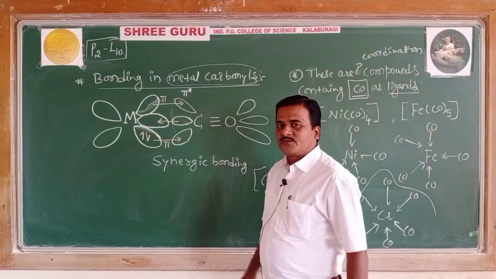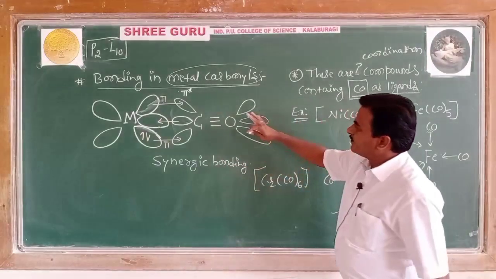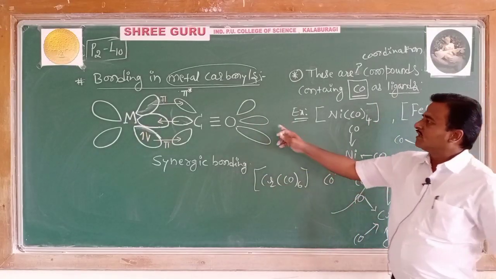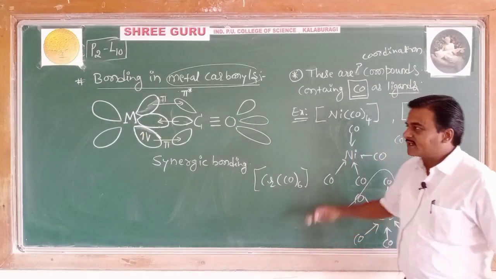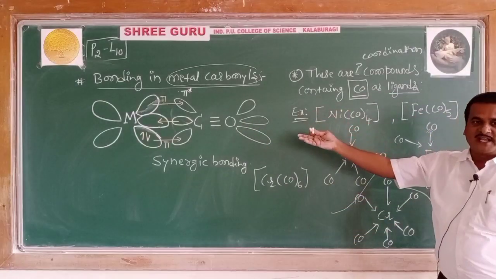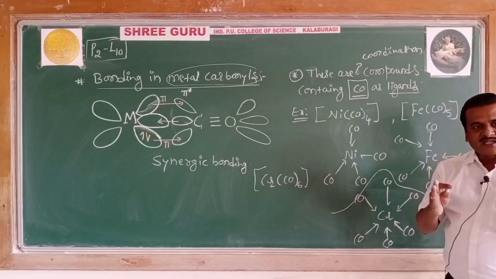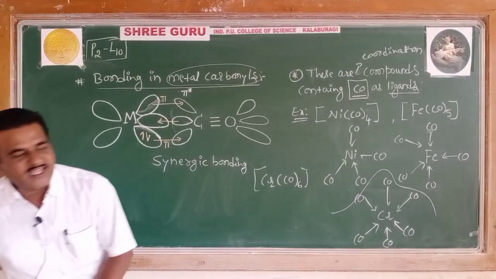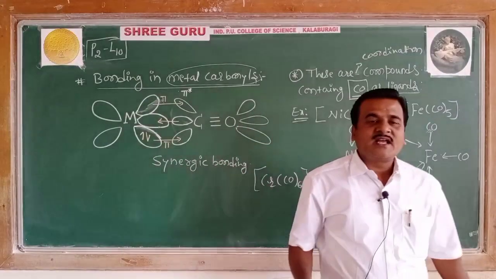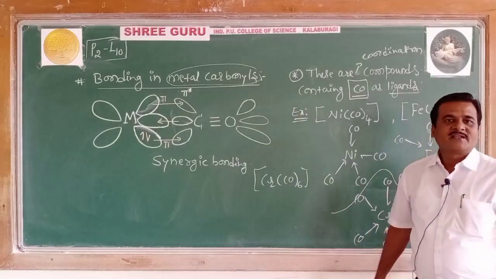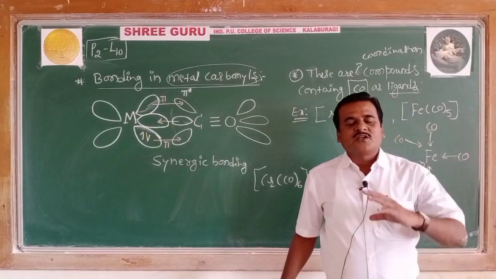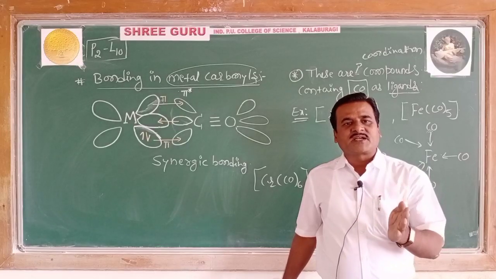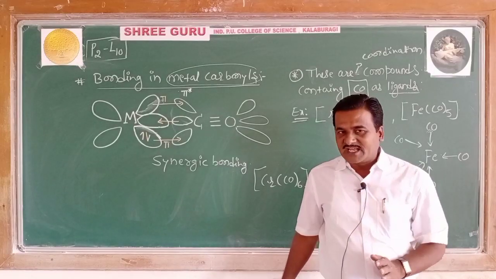So here the question has appeared: what type of bondings are there between the metal and carbon of the carbon monoxide? Let us glance at the nature of bonding in the metal carbonyls. Well, dear students, metal carbonyls contain both sigma bond as well as pi bonding. So as a knowledge question, what type of chemical bonds are there between the metal and carbon of the carbonyl ligand?